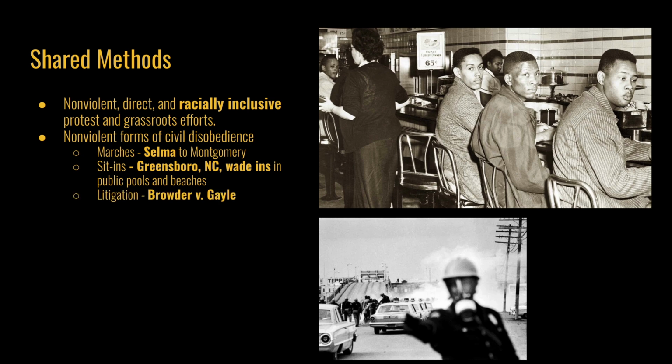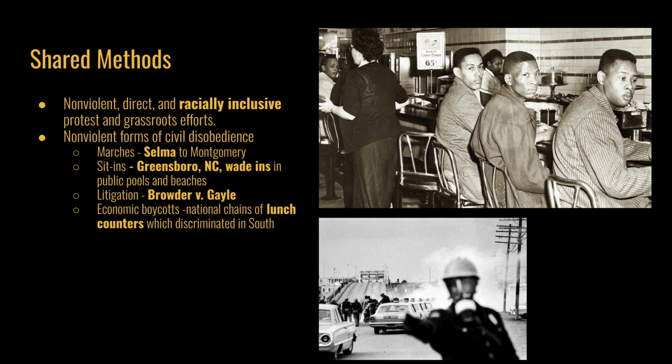Litigation was another critical strategy. One notable case was Browder v. Gale of 1956, which successfully challenged the segregation of public transportation in Montgomery, Alabama, following the Montgomery Bus Boycott. This case led to the Supreme Court's ruling that segregation on public buses was unconstitutional, making a major victory for the movement. Economic boycotts were also used effectively.